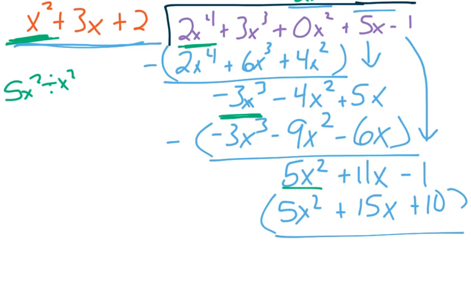One last time, I'm going to subtract. 5x squared minus 5x squared is 0. 11x minus 15x is negative 4x, and negative 1 minus 10 is negative 11. Now the degree here is 1, the degree here is 2.